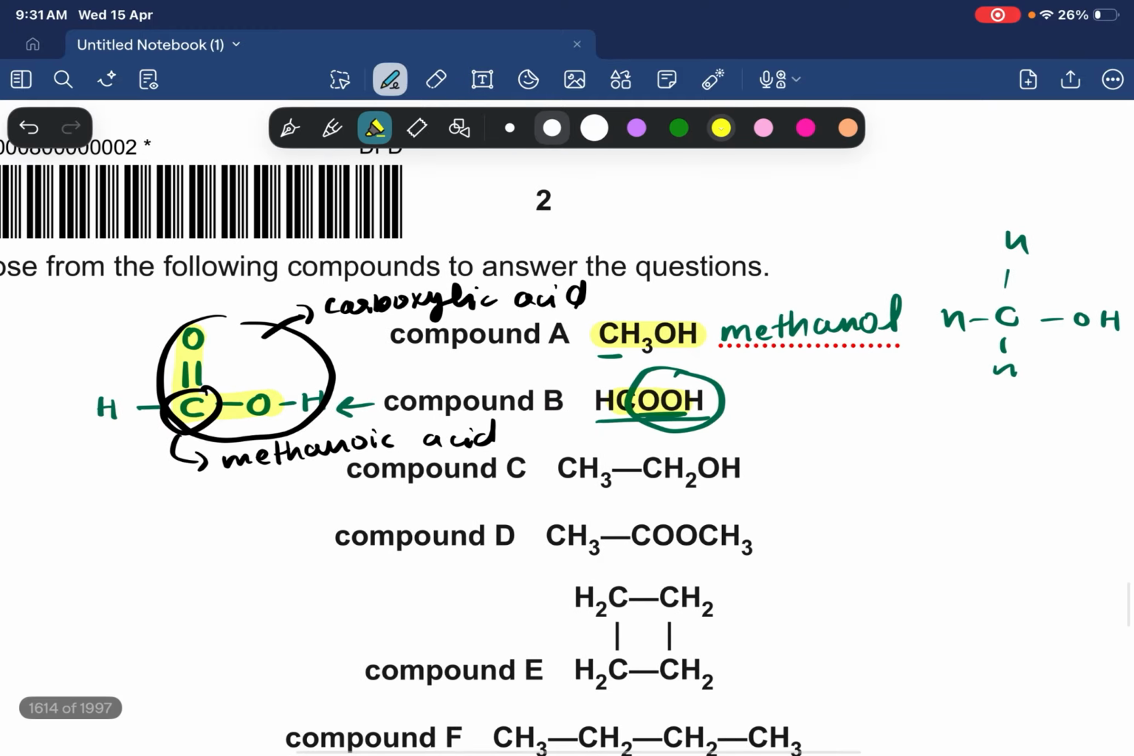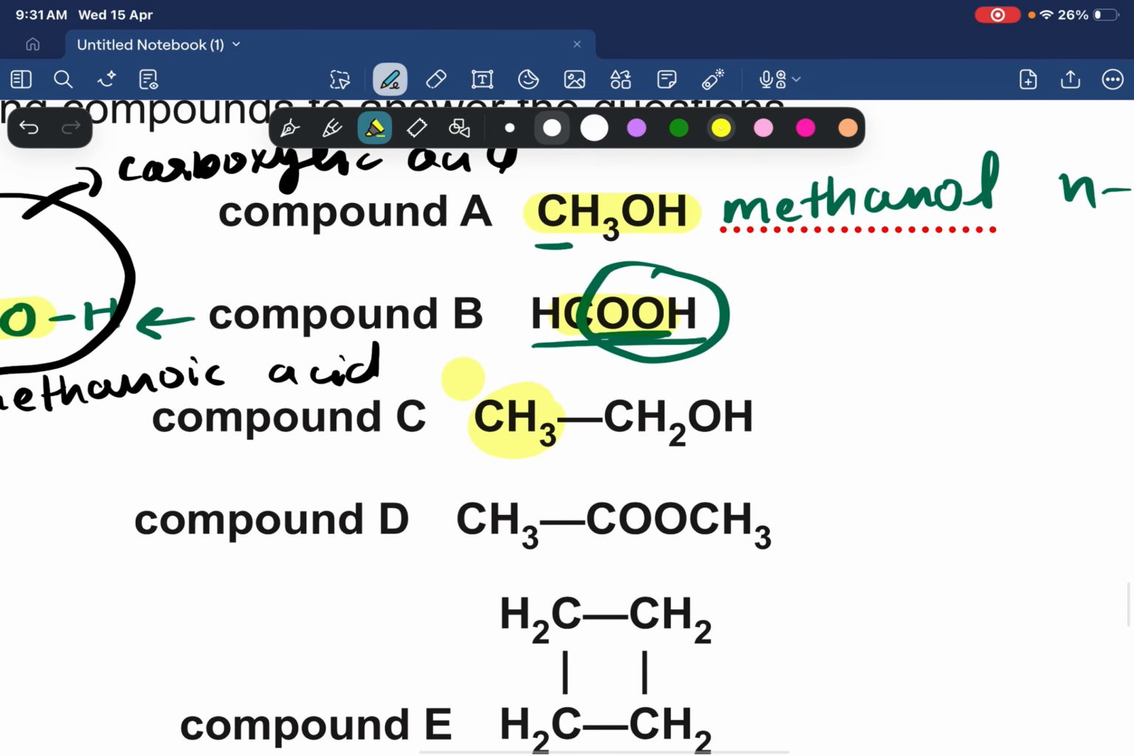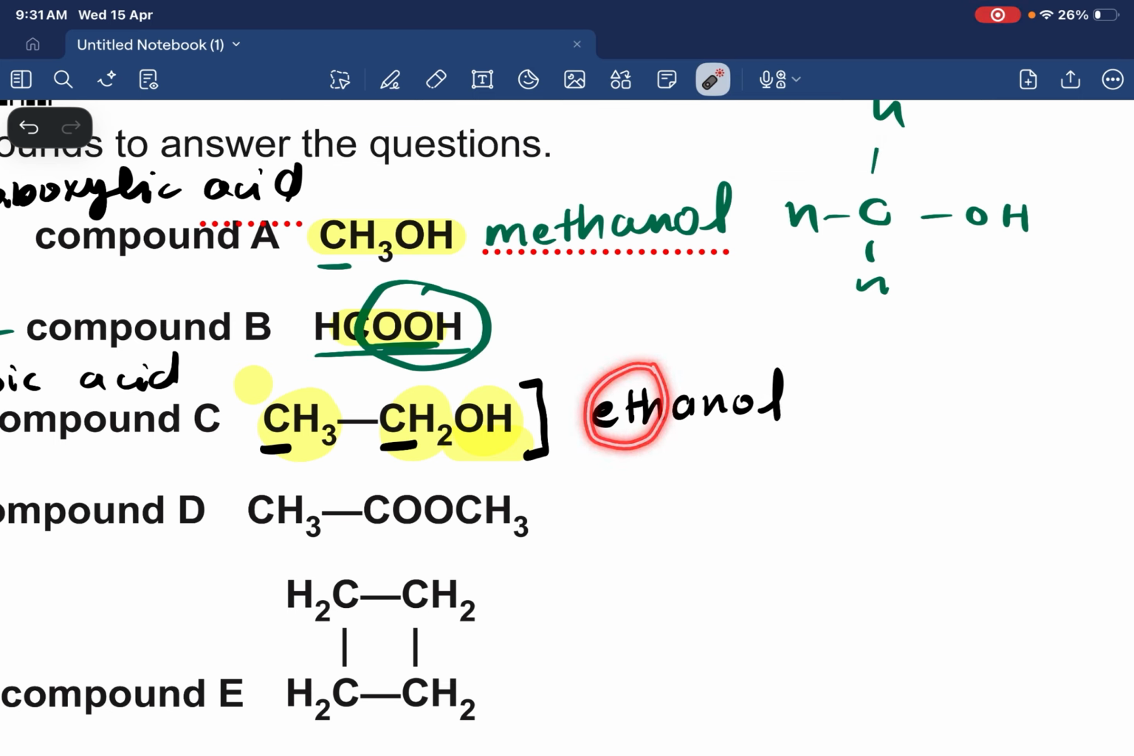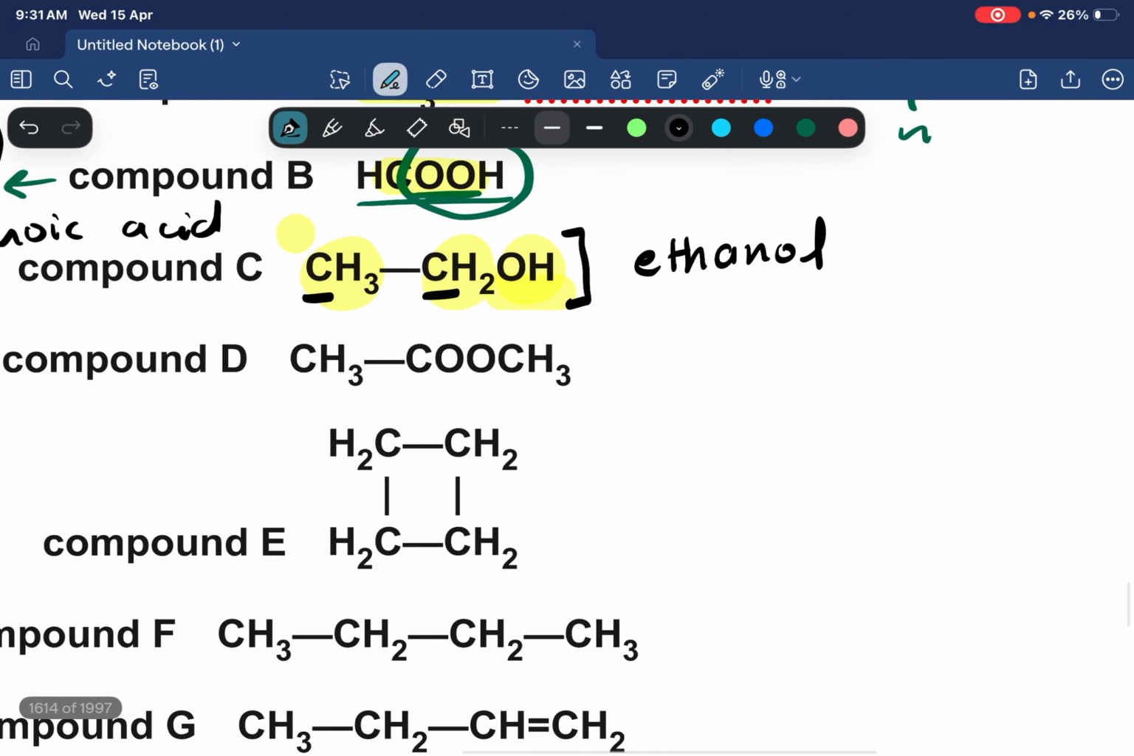This is your methanoic acid. Okay, next we have CH3CH2OH. There's an OH group over here, so this is going to be an alcohol. But what kind of alcohol? It has 2 carbon atoms, and when anything has 2 carbon atoms, it's called eth. So it's ethanol. Eth means 2 carbon atoms. An means it has all single bonds. Ol means it is an OH group. Ethanol.